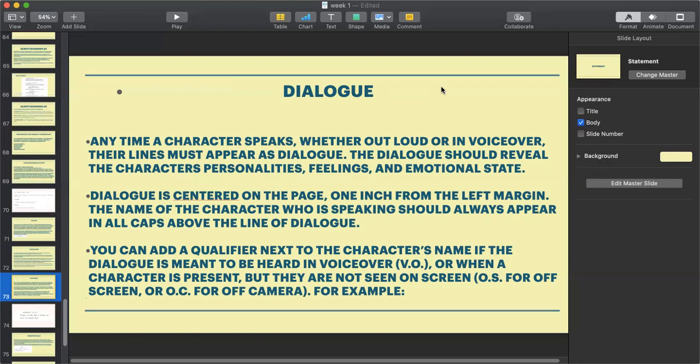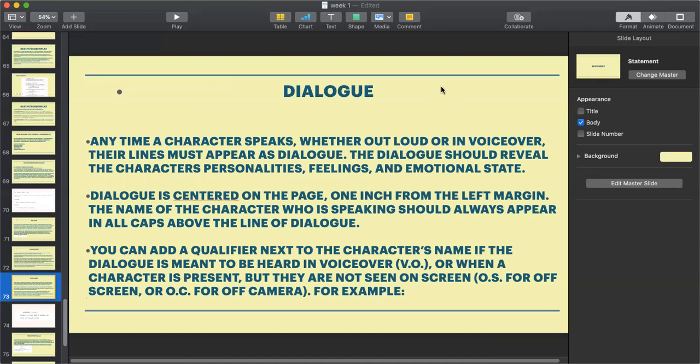And in a script, it should be mentioned separately whether the character is saying it out loud, or in voiceover. Voiceover means background: someone is narrating it, or the character is saying it in the background. So in the scene, the character is not speaking, but in the background he is speaking. Their lines must appear as dialogue. In the script, all those should be mentioned.